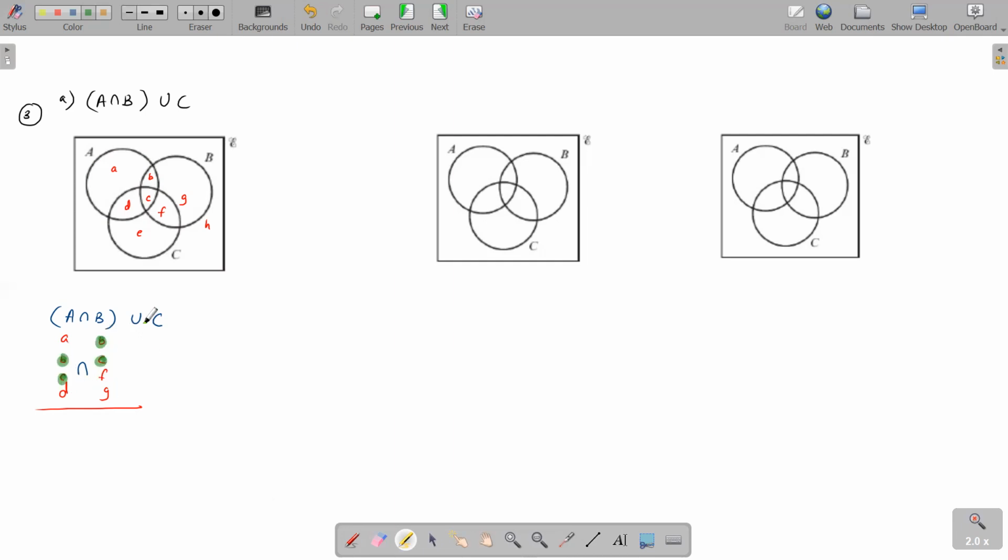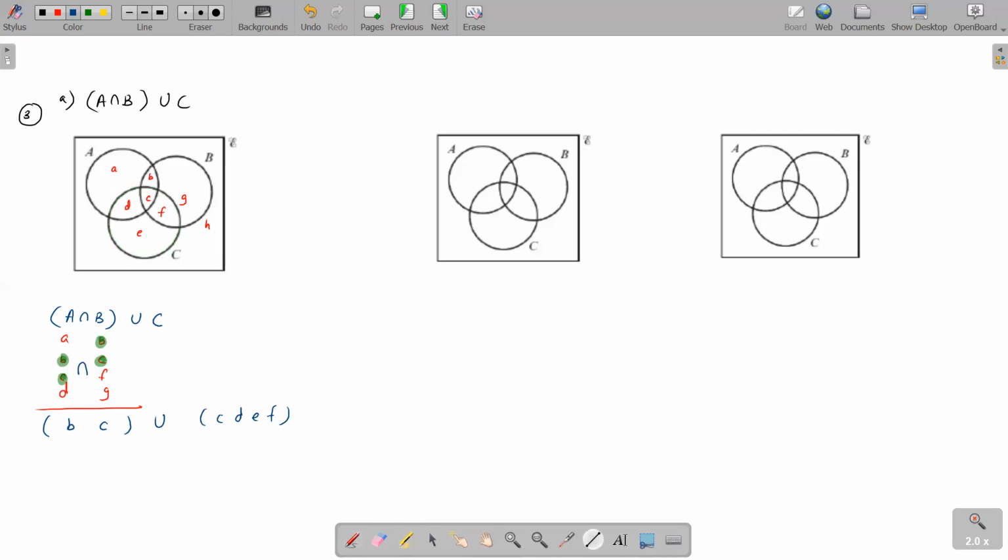So B and C are the only regions that are common. Agreed? So that's A intersection B. That answer, you're supposed to take that answer union with C. So C means take the entire circle C. Inside circle C, you can get the regions C, D, E, F. So write that down: C, D, E, and F.